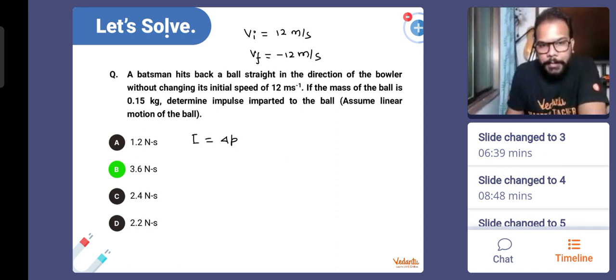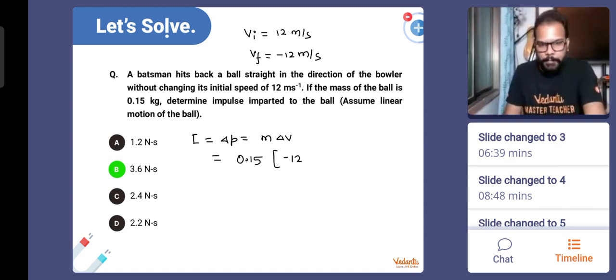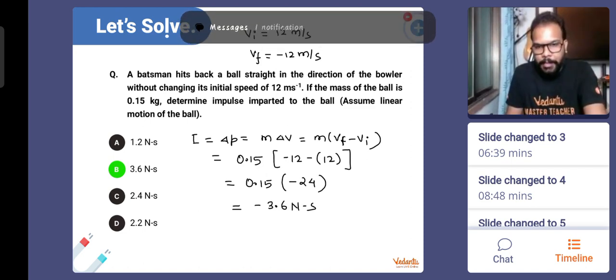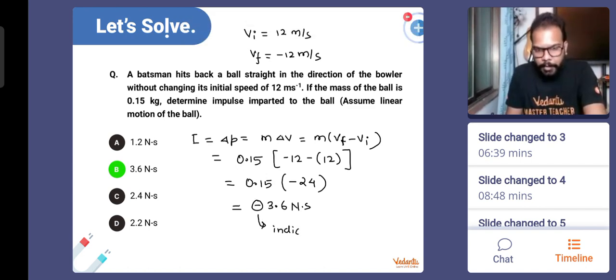So impulse is change in momentum, which is mass into change in velocity. Mass of the body is 0.15, same as the previous case. Final velocity minus 12, and initial velocity is 12. So final velocity minus initial velocity, that's what it is. So you can see that it is 0.15 into minus 24. When we simplify this, this will come out to be minus 3.6 Newton second. This minus sign indicates the direction of change in momentum.